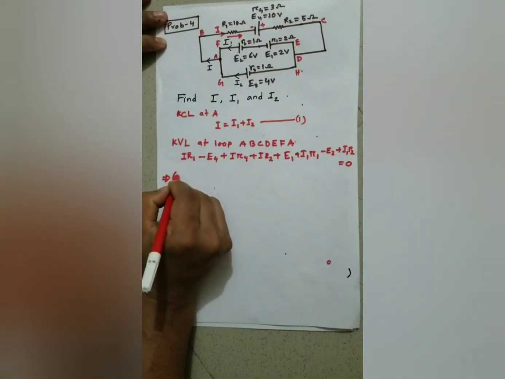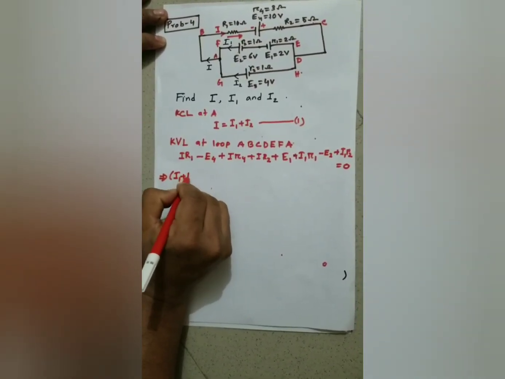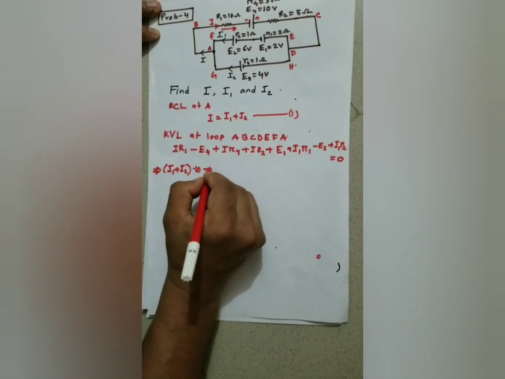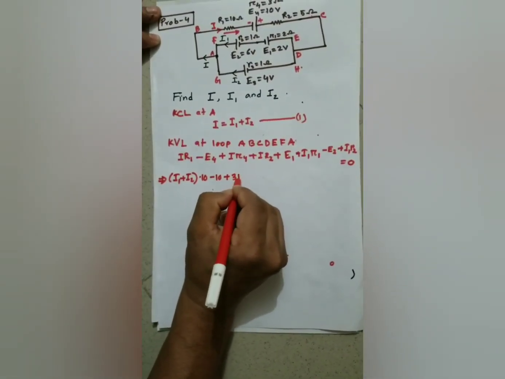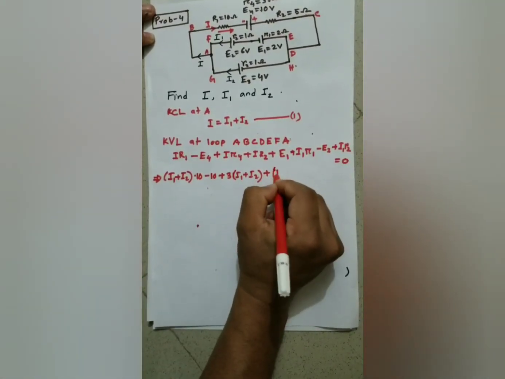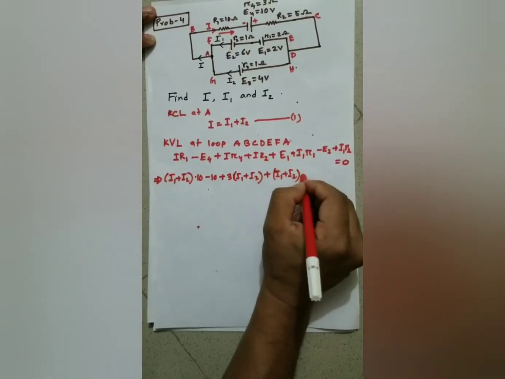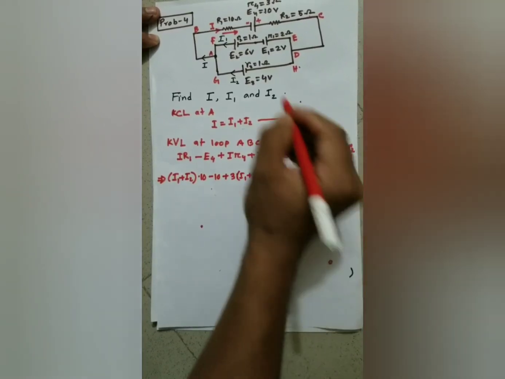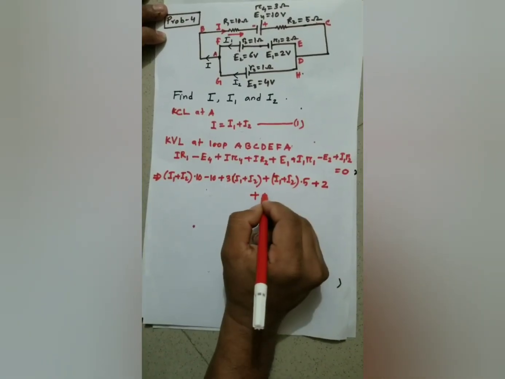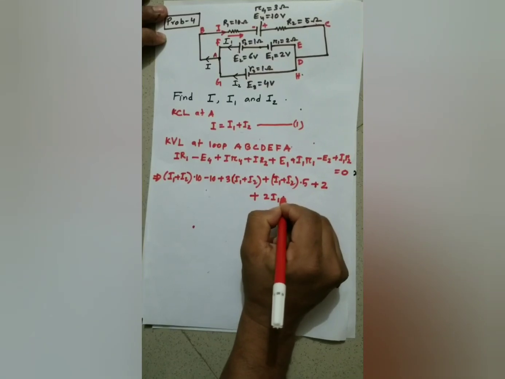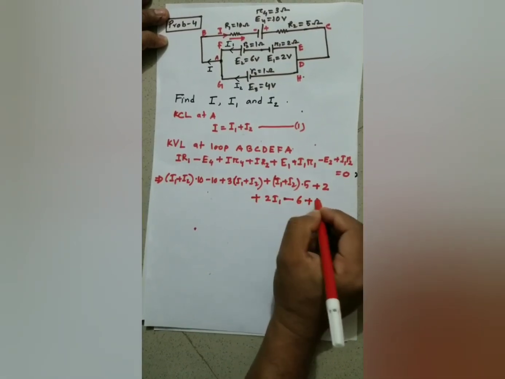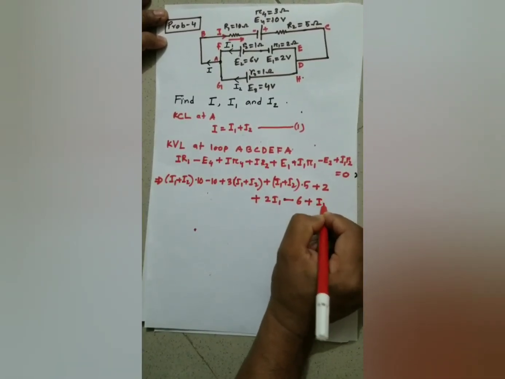and I1 R1, then negative terminal of E2, plus I1 R2 equals 0. So I can be replaced by I1 plus I2. R1 is 10, E4 is 10, 3(I1 plus I2), (I1 plus I2) times R2 5, plus E1 2, plus 2I1, minus 6, plus 1I1 equals 0.